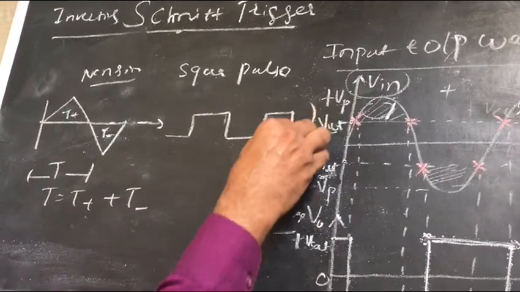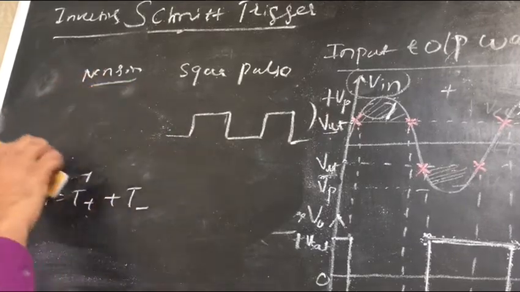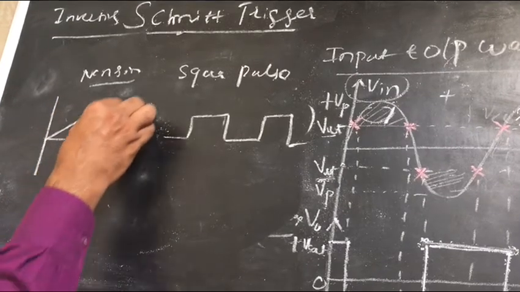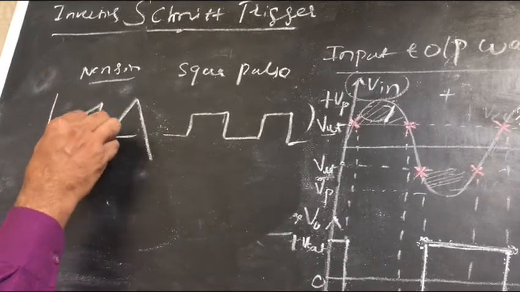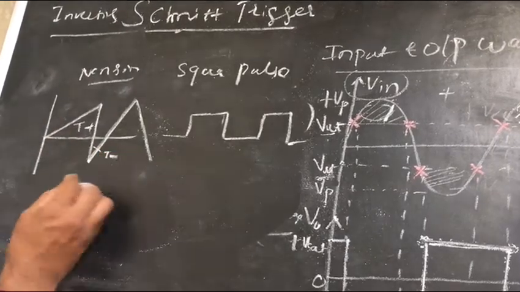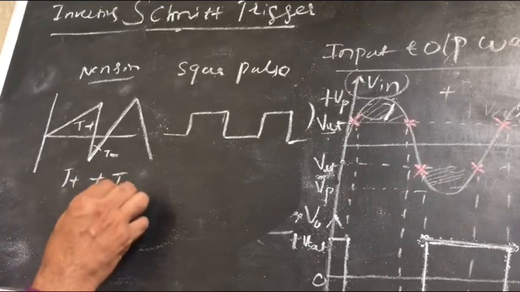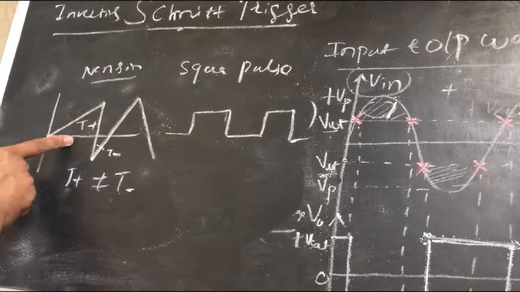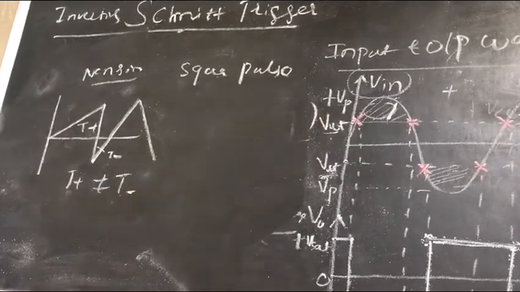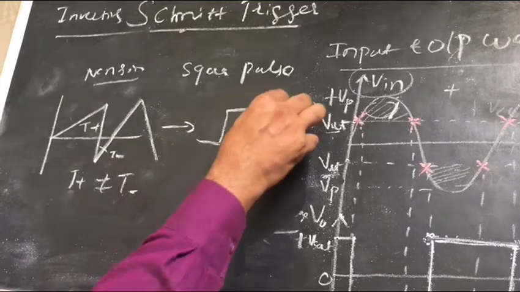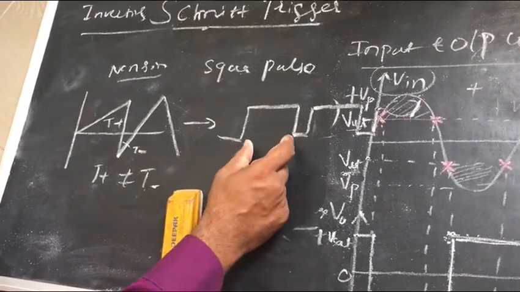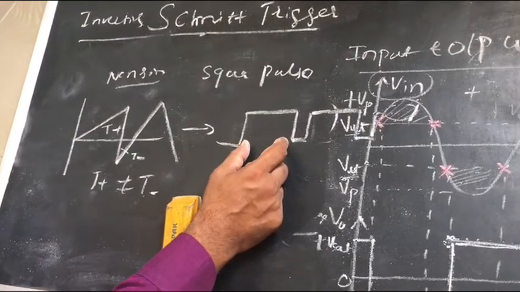pure square wave. Whereas in one of the non-sinusoidal signals, like a sawtooth waveform, like this is the sawtooth waveform, you can see this is T plus, the time duration of the positive cycle, and this is T minus, the time duration of the negative cycle. Here T plus is not equal to T minus. I mean to say the time duration for T plus is different compared to the time duration of the negative cycle. During this time, if you connect this as an input to the Schmitt trigger, then it is converted into pulses. Meaning it is not a pure square wave, where you can see more positive, less negative.